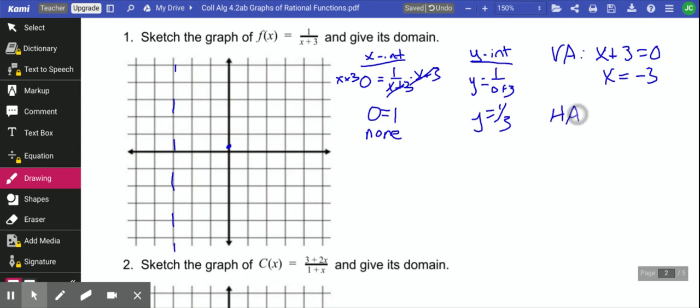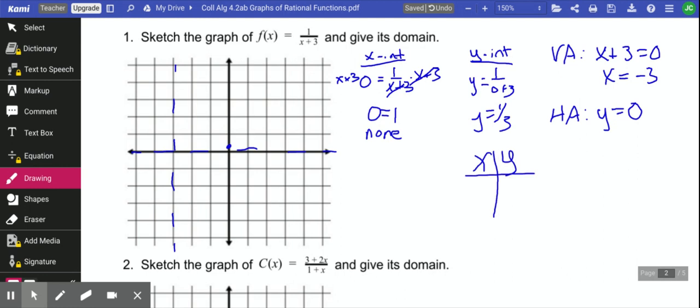We're going to find the horizontal asymptote. The degree of the numerator is 0. The degree of the denominator is 1. So if the degree in the numerator is less than the degree on the denominator, that means our horizontal asymptote is 0. And that's why there weren't any x-intercepts, because we actually have an asymptote there. All right, and then the last step is to just plug in a couple more points, okay?